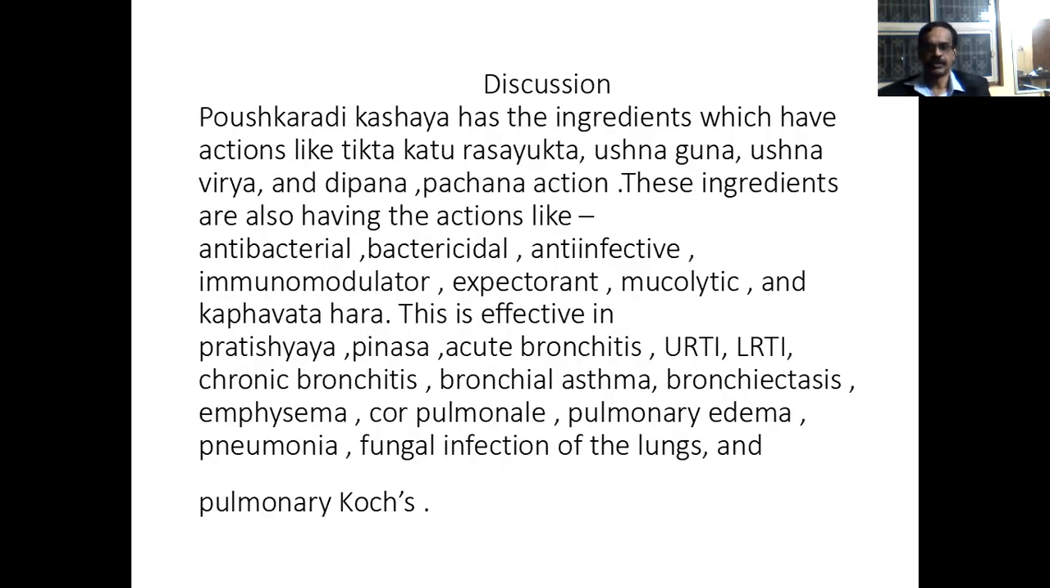Coming to discussion, Poushkaradi Kashaya has ingredients which have actions like Tikta Katu Rasayukta, Ushna Guna, Ushnavirya, and Dipana Pachana actions. These ingredients also have actions like antibacterial, bactericidal, anti-infective, immunomodulator, expectorant, mucolytic, and Kaphahara actions. This is effective in Pratishyaya, Pinasa, acute bronchitis, lower respiratory tract infection, upper respiratory tract infection, chronic bronchitis, bronchial asthma, bronchiectasis, emphysema, cor pulmonale, pulmonary edema, pneumonia, fungal infection of the lungs, and pulmonary coughs.